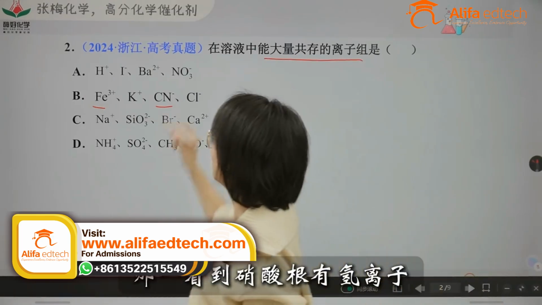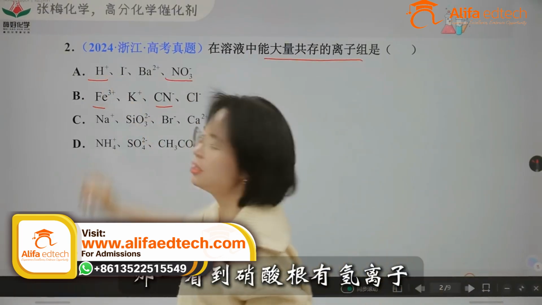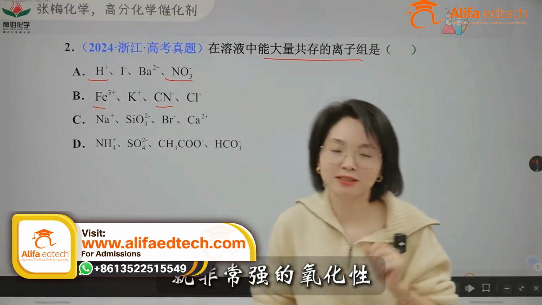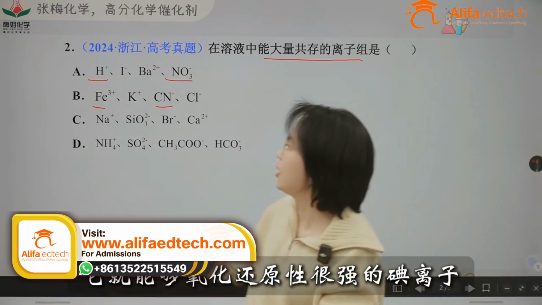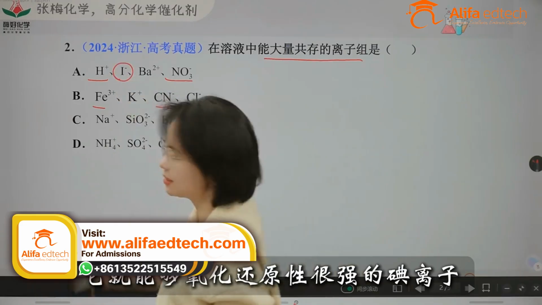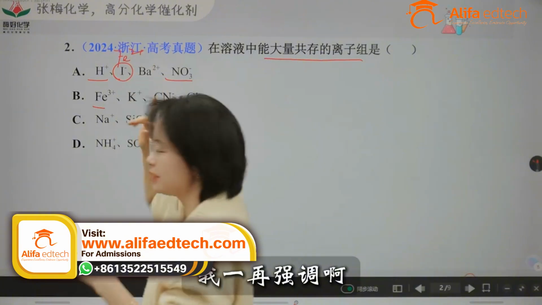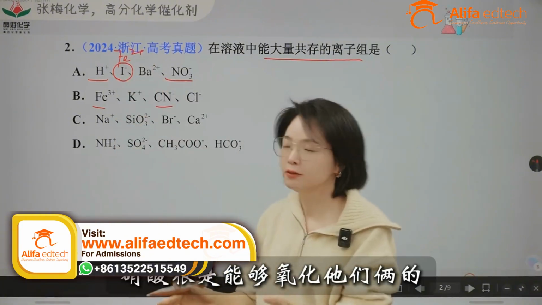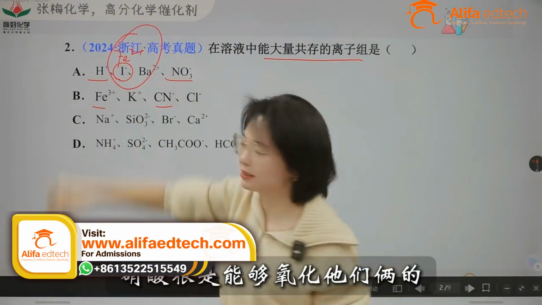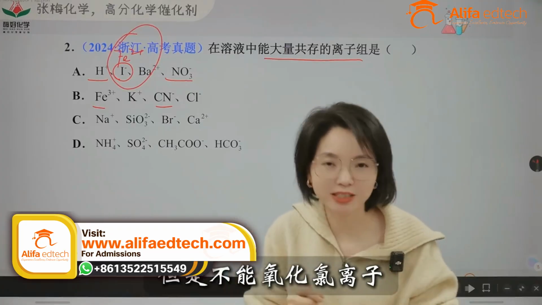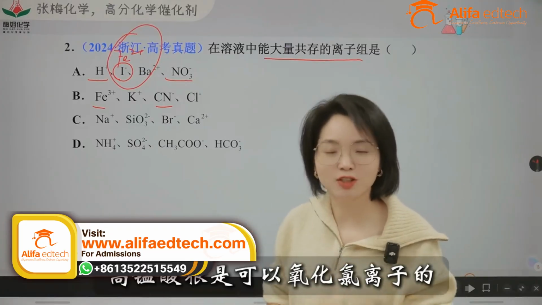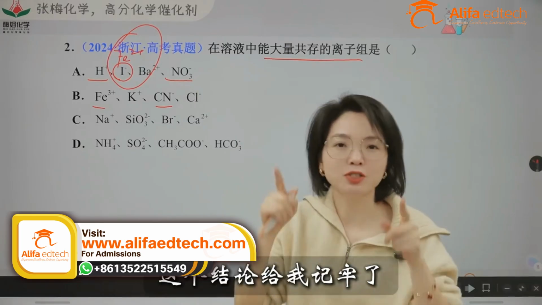So let's look at this question: ions that can coexist in large quantities. When you see nitrate with chloride ions, it has very strong oxidizing properties. At this time, it can oxidize highly reducible iodide ions and ferrous ions. I emphasize again, nitrate can oxidize both of them, but cannot oxidize chloride ions. Permanganate ions can oxidize chloride ions. Remember this conclusion well. Don't get confused now.